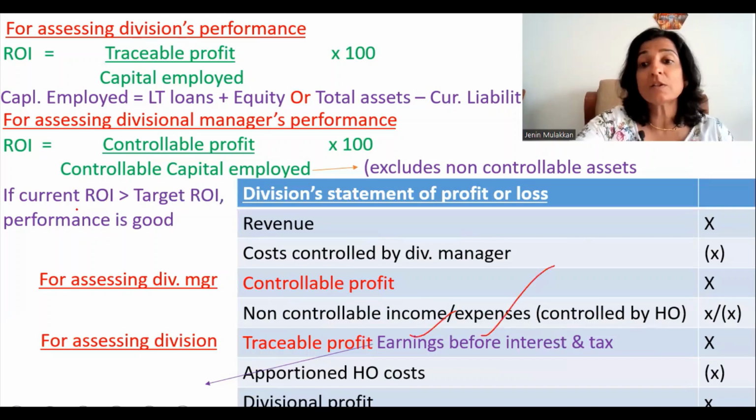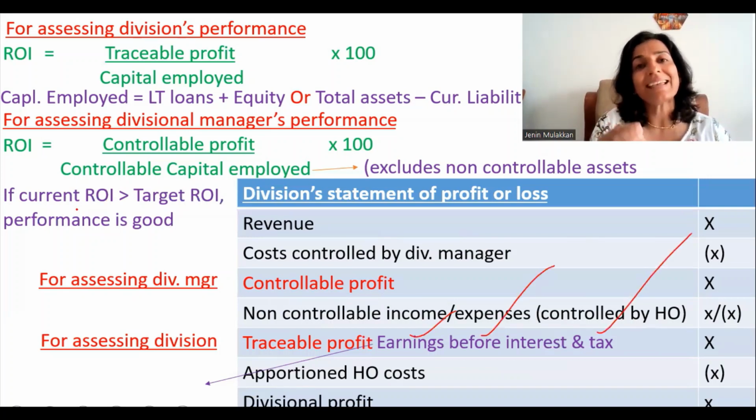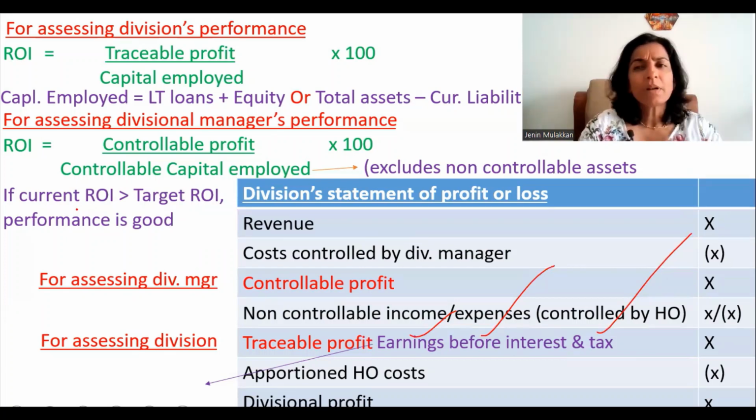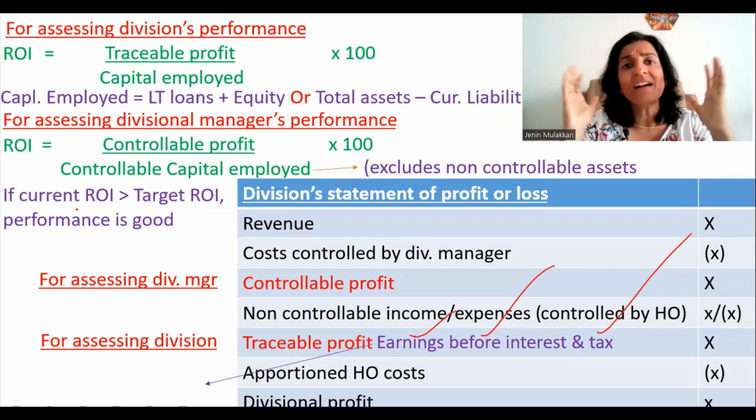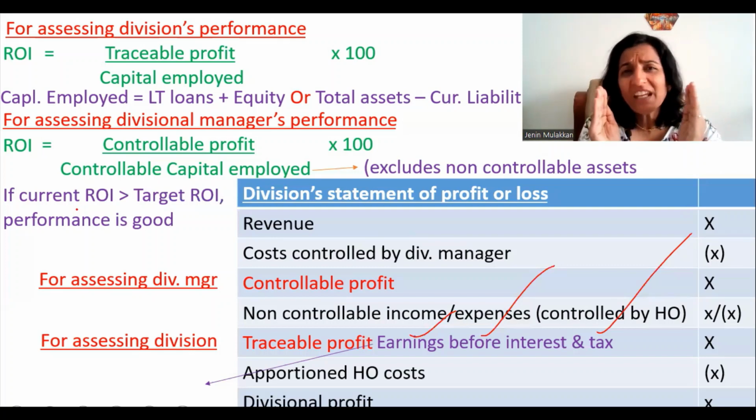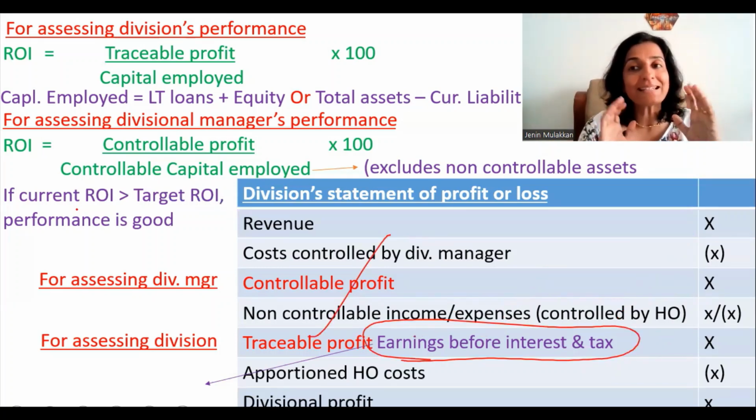And the next part, it is also earnings before tax, because usually we ignore the tax element as far as the division is concerned, because the tax itself is generally done at the corporate level. So for evaluating a particular division, we usually ignore the tax element which is related to that particular division. Now, earnings before interest and tax, we will shorten it and we will write it as EBIT.